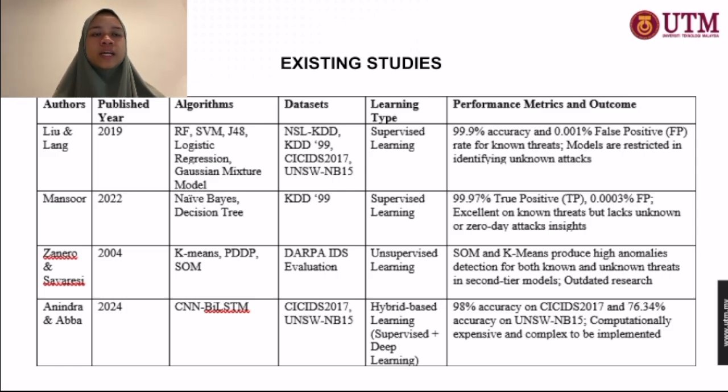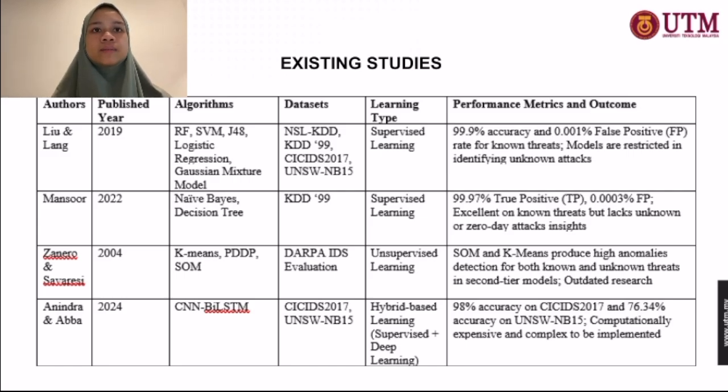In contrast, in Zanero and Savaresi's 2004 study, they applied a similar experiment using unsupervised learning with algorithms like K-means, PDPD, and SOM, evaluated on the DARPA IDS dataset. Their models were capable of detecting both known and unknown threats by analyzing anomaly patterns. However, the drawback is that the study is relatively outdated, and the models used might not be suitable for modern traffic complexities.